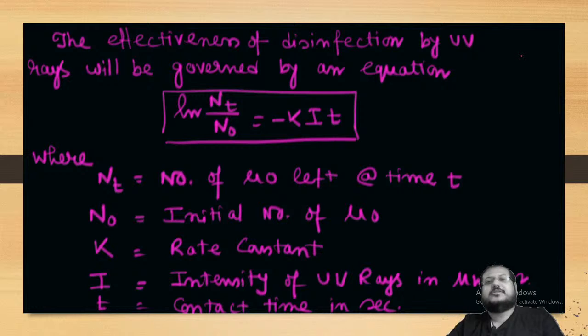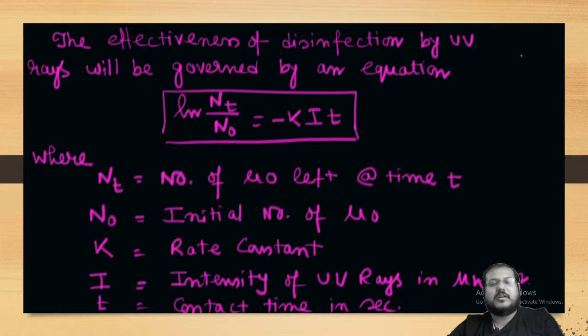Now, the effectiveness of disinfection by UV rays is governed by an equation: ln Nt by N naught is equal to minus K into I into T, where Nt is the number of microorganisms left at time t, N naught is the initial number of microorganisms, K is the rate constant, I is the intensity of UV rays in microwatt per meter square, and T is the contact time in seconds. Contact time means how long the UV ray is actually in contact with the water. So that is the equation by which the effectiveness of disinfection by UV rays is governed.